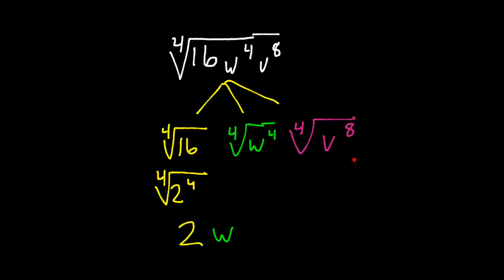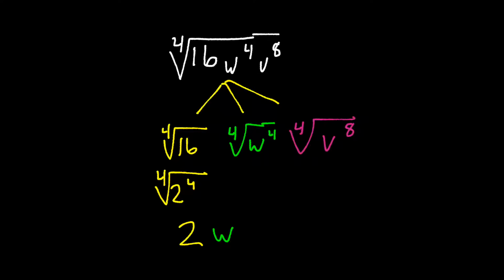And then lastly, I have v to the 8th. What I'm going to do here is take that exponent and, like I did before, try to rewrite v to the 8th so that it's got a 4 in the exponent somewhere. How can I do that? Well, I need to remember my exponent rules.